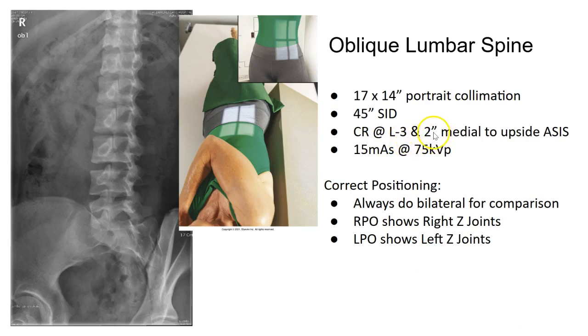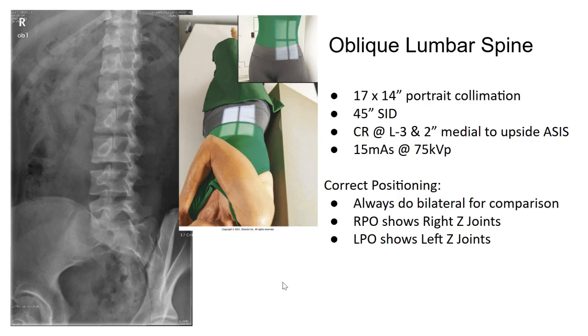Also, you are going to center 2 inches medial to the upside ASIS. So if you look at this patient, they are in an LPO, so you're going to find the right ASIS and center 2 inches medial. Okay, so L3, which is 2 fingers above crest, that's where this line goes. And then this line goes 2 inches medial from the upside ASIS. All right, so 15 at 75, again, that's approximate, depends on your patient and your equipment. By the way, you could do this standing as well. A lot of orthopedics are going to request this standing, but we're going to do ours on the table.